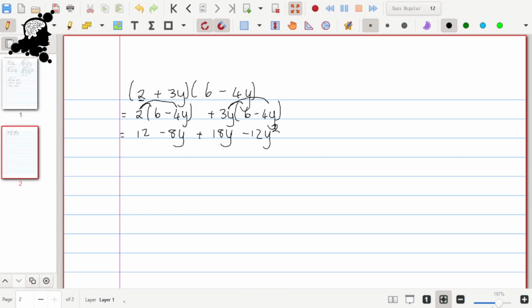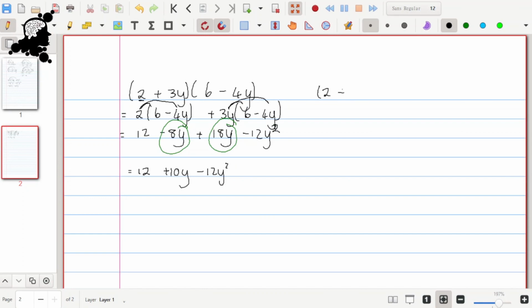Do we have like terms? Yes, we do. We've got negative 8y and 18y. So what do we get when we simplify this? We're going to have the 12 as it is, minus 8y plus 18y, that's going to give me positive 10y, minus 12y squared. Brilliant. So this is the first way we could use to multiply out the expression. Let me show you the second way, using FOIL.